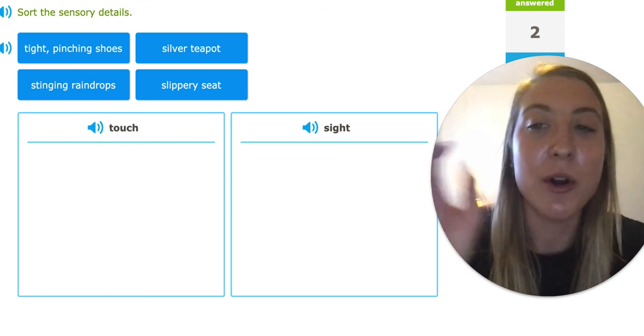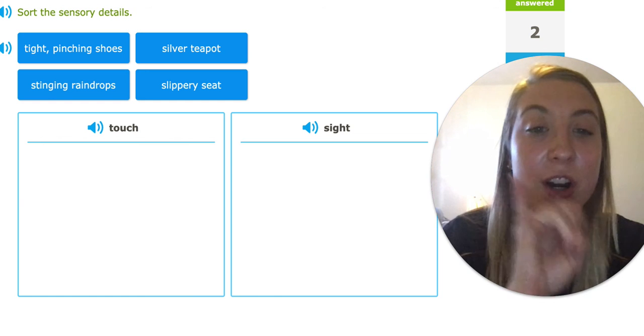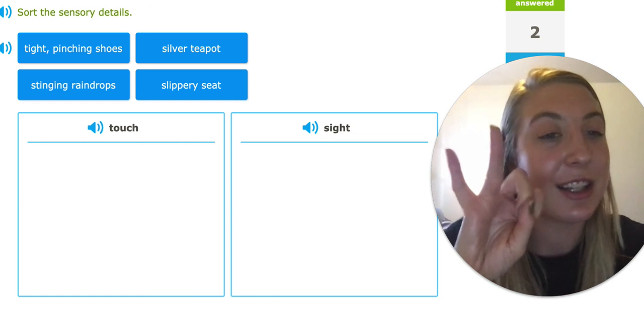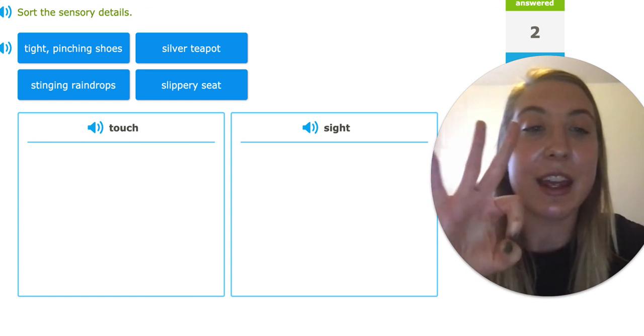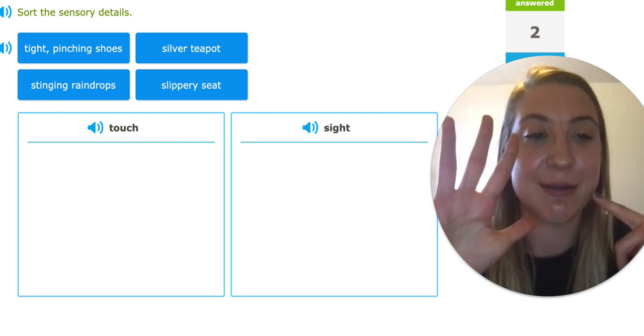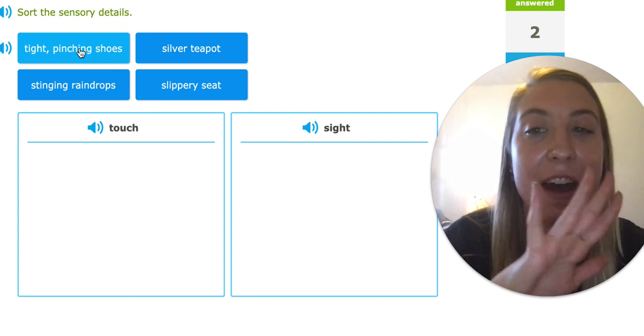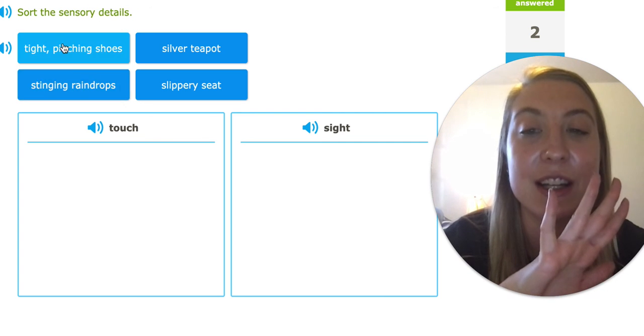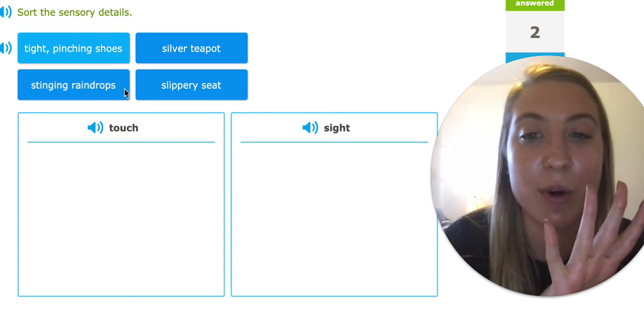We can review real quick again. We have our touch with our hands, sight with our eyes, sounds with our ears, smell with our nose, and taste with our mouth. So we're trying to divide our categories into which one is the most appropriate. Which one will you touch, and then which one can you see?